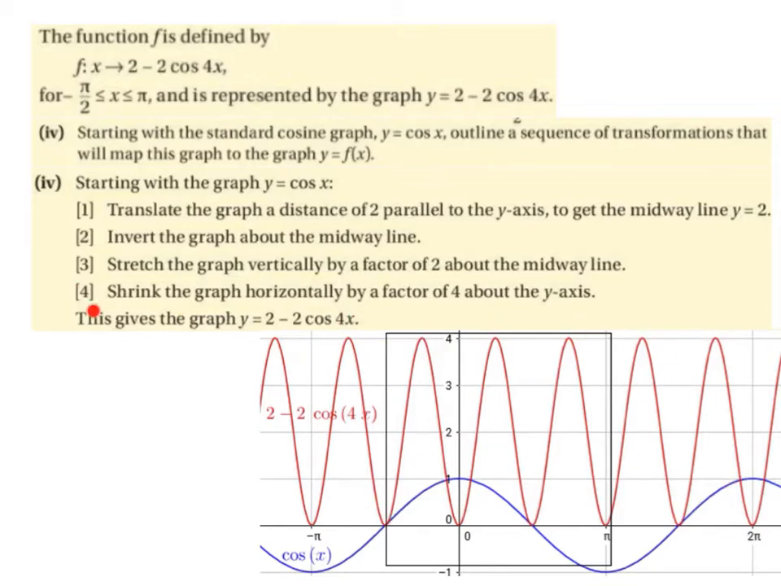So here we have a summary of the steps that we just followed. In the question itself, you were asked just to outline a sequence of transformations. You didn't actually have to draw out each step of the graph, but I did that to show you step by step how we end up at 2 minus 2 cos of 4x. But the steps themselves, the writing part, is enough.